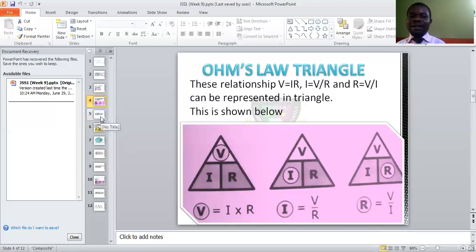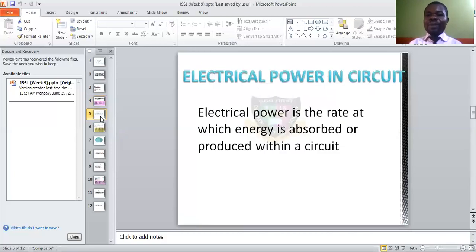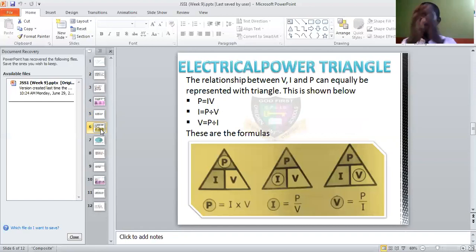Then we also need to look at some examples. Before then, let us talk about the power. The power is the rate at which energy is absorbed or produced within circuits. The word absorb means gotten, received, or taken in, and then the rate at which it is produced in that particular circuit. We now know what a circuit is. The power also has a relationship with the current flowing in that circuit and the voltage in the circuit. The unit of power P is the watt, the unit of current is the ampere, and the unit of voltage is the volt. You now understand this.